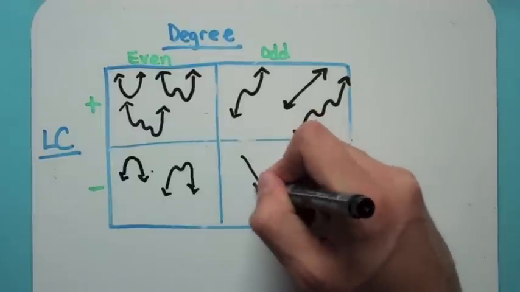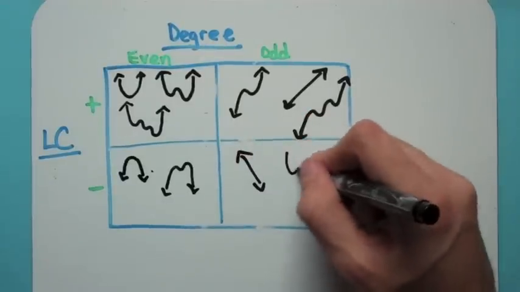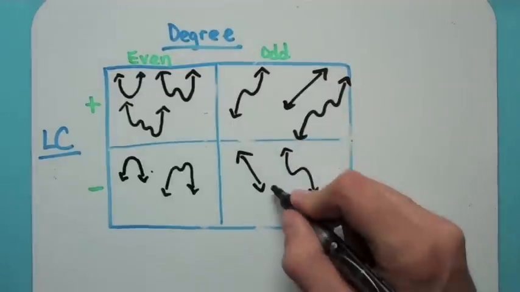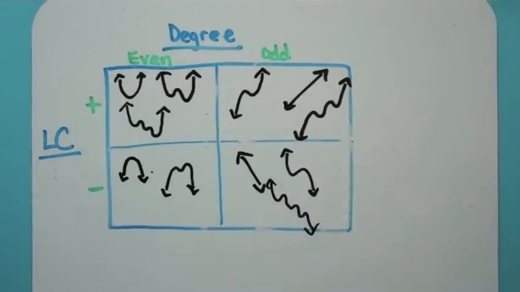And that leaves odd with a negative, which is going to be going different directions, but going down on the right. So things like this, or let's see, just make something really crazy here with a bunch of bumps on it.